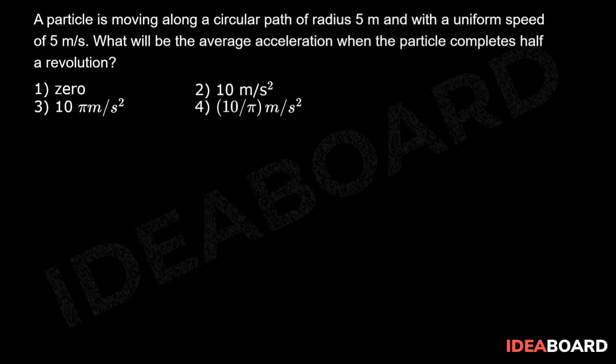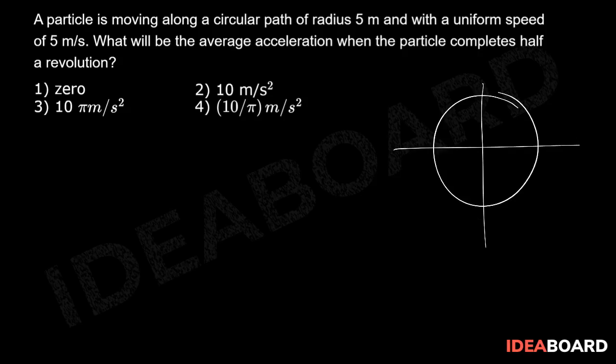So suppose that this is the circular path, like this. Let's say the particle starts from this point, let's say point A, and then it completes half of the circle, right? That means it completes the circle like this. So suppose that the radius is, as has been given, 5 meter.